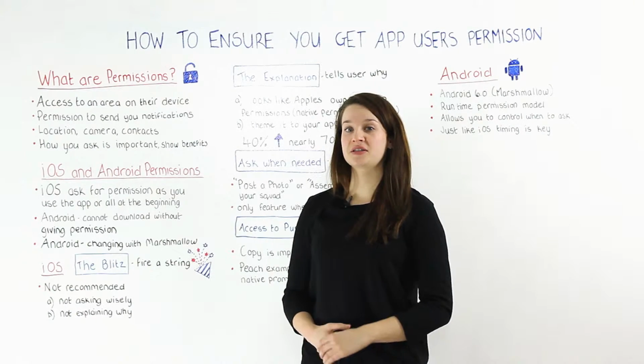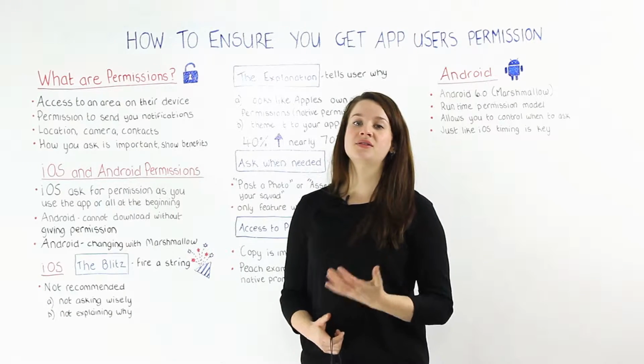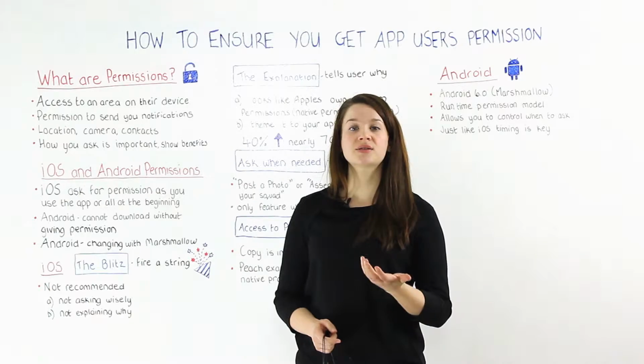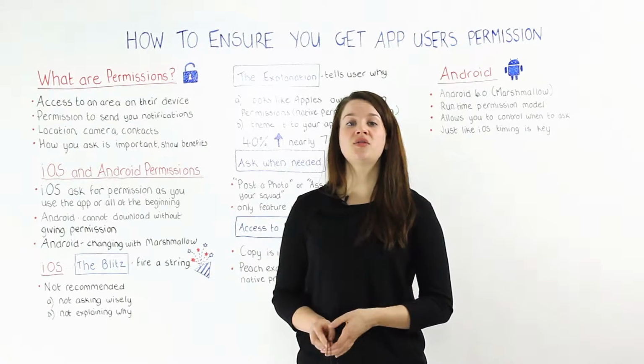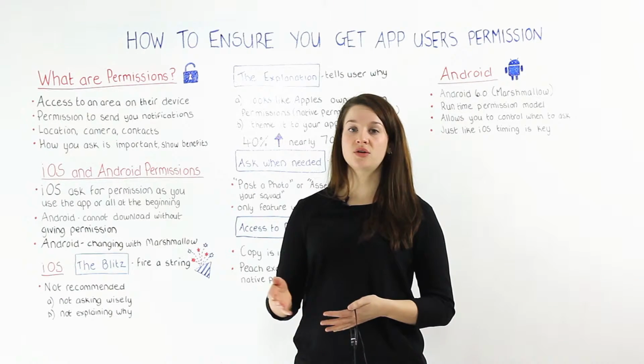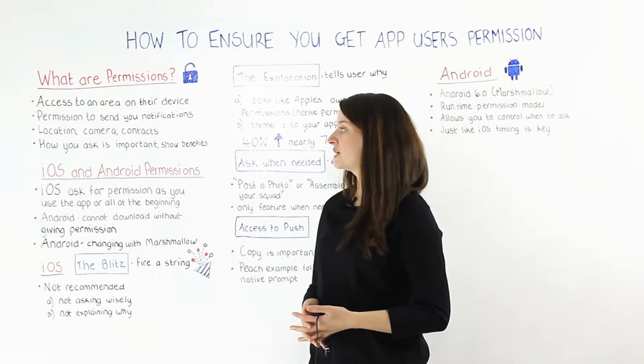So what are permissions? Basically, it's when you ask your users if you can access a particular area on their device, such as their contacts or the camera. It's also asking if you can send them push notifications. But how you ask is really important, and showing the benefits of opting in is great as well.